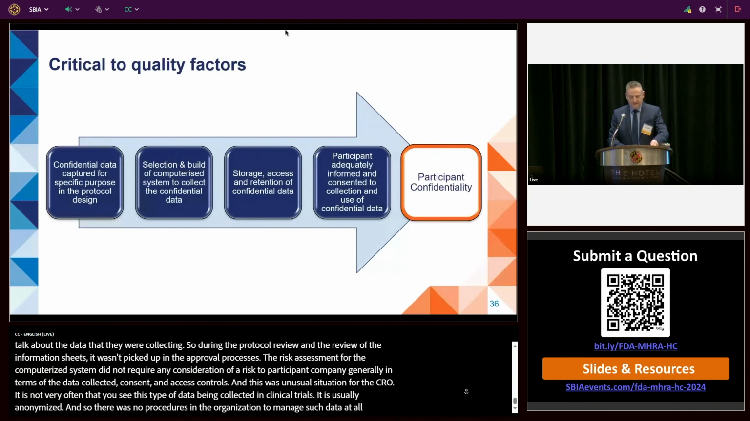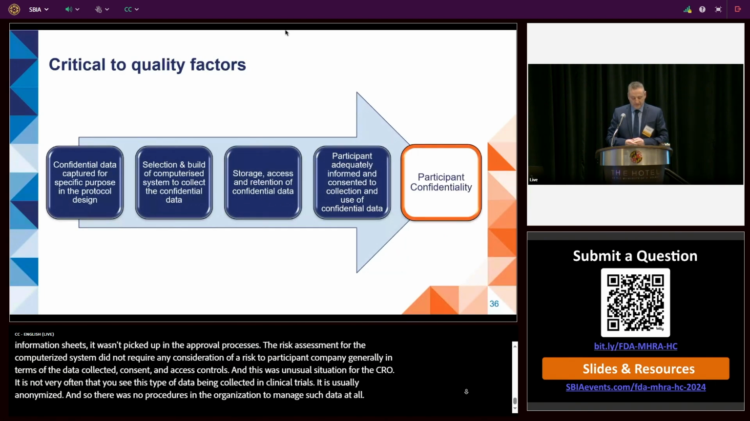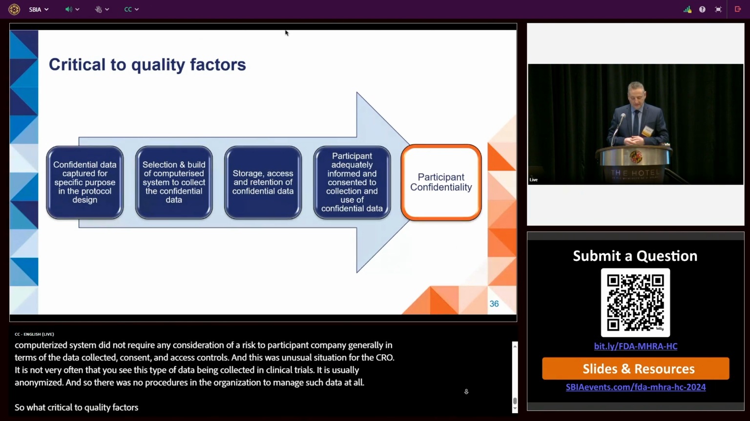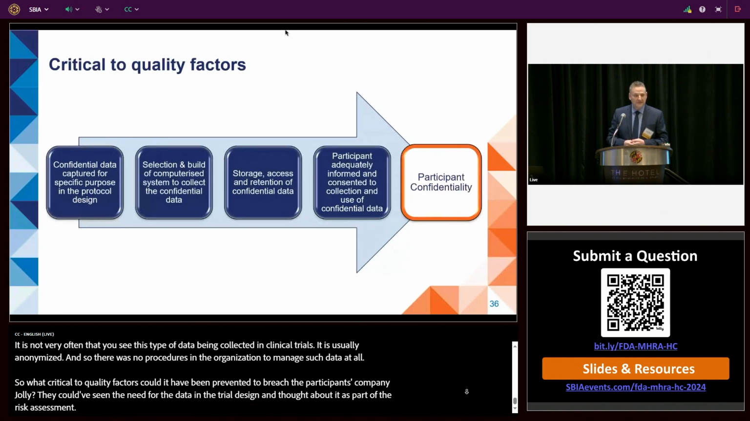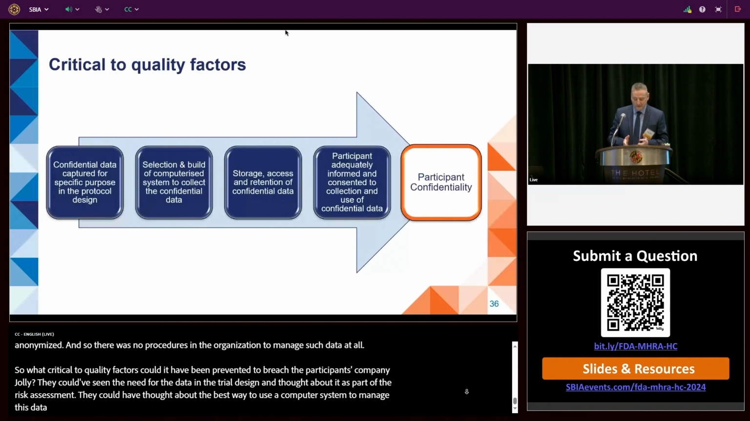So what critical to quality factors could have prevented a breach of the participants' confidentiality and could have been assessed? Well, they could have seen the need for this data in the trial design and thought about it as part of the risk assessment. They could have thought about the best way to use a computerized system to manage this data. So is the eCRF that everybody's got access to the best place to put this? They may have thought of a separate dedicated database instead.